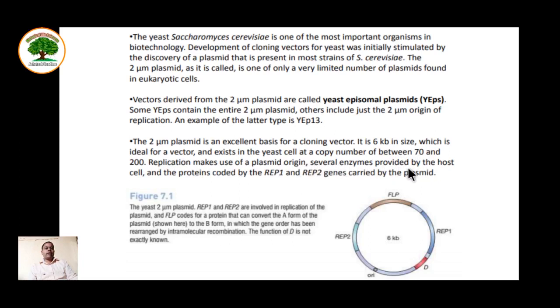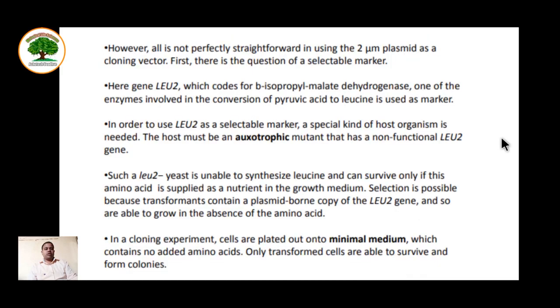Several enzymes provided by the host cell, and the proteins encoded by the REP1 and REP2 genes, are carried by the plasmid. So in turn, this whole machinery is set such that it can replicate in both the species and also transfer our fragment of interest here. However, it is not perfectly straightforward to use the 2 micrometer plasmid as a cloning vector, because the recombinant has to be selected. How can we select the recombinant here? Therefore there is a presence of a selectable marker also.